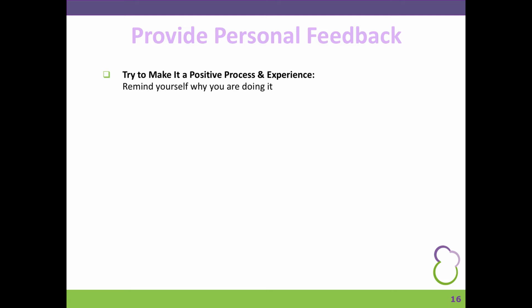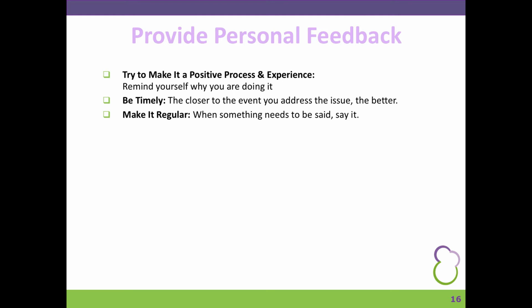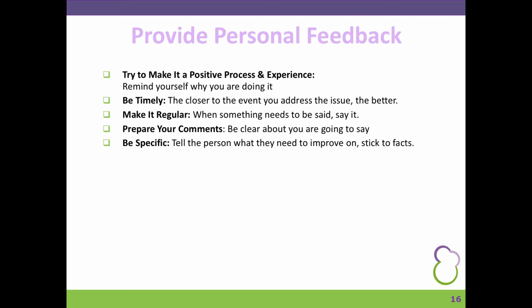Before giving feedback, make sure you remind yourself of why you're doing it. Be timely. So talk about the issue that is current and what's currently occurring within the program. Make it regular. So if you want to provide feedback to your supervisor or another staff member, say it regularly. Prepare your comments. So you don't want to read a script, but you need to be clear about what you're going to say, as this will help you to stick to the issues and cover the points that you need to address. Be specific. So tell the person exactly what they need to improve on.